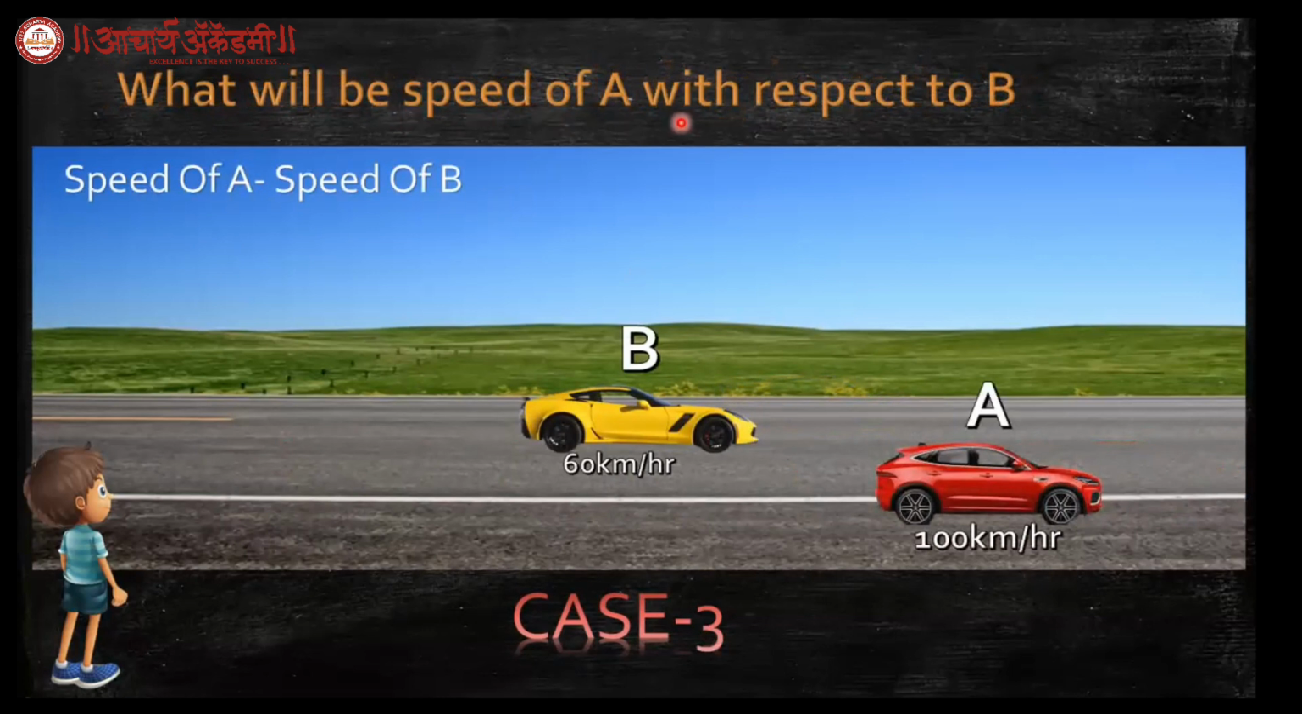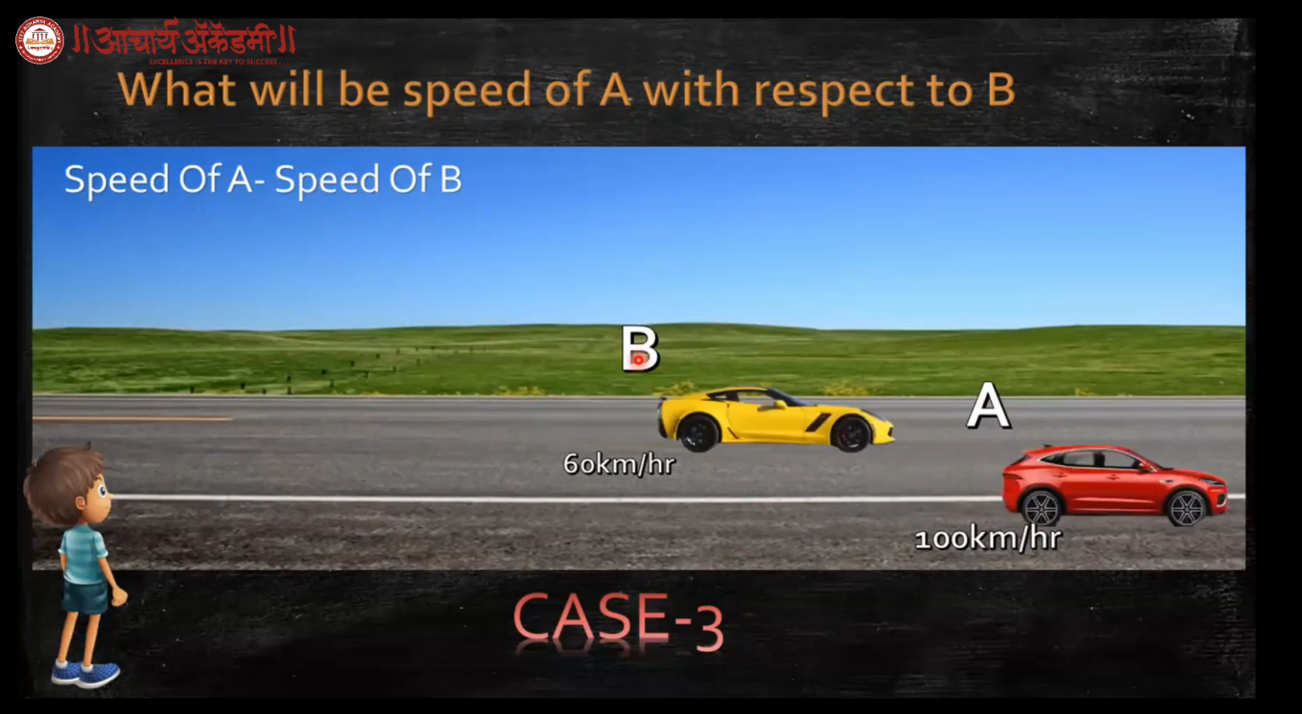What will be the speed of A with respect to B? B is at 60 km/h and A is at 100 km/h. If I want to know the speed of A with respect to B, because they are both moving in the same direction with different velocities, the speed of the bigger one minus the smaller one, that is speed of A minus speed of B, will be 40 km/h. So in case 3, you will see that by imagining the frame of reference of another object, you will see a different kind of motion. These are the relations between the respective frames of reference.